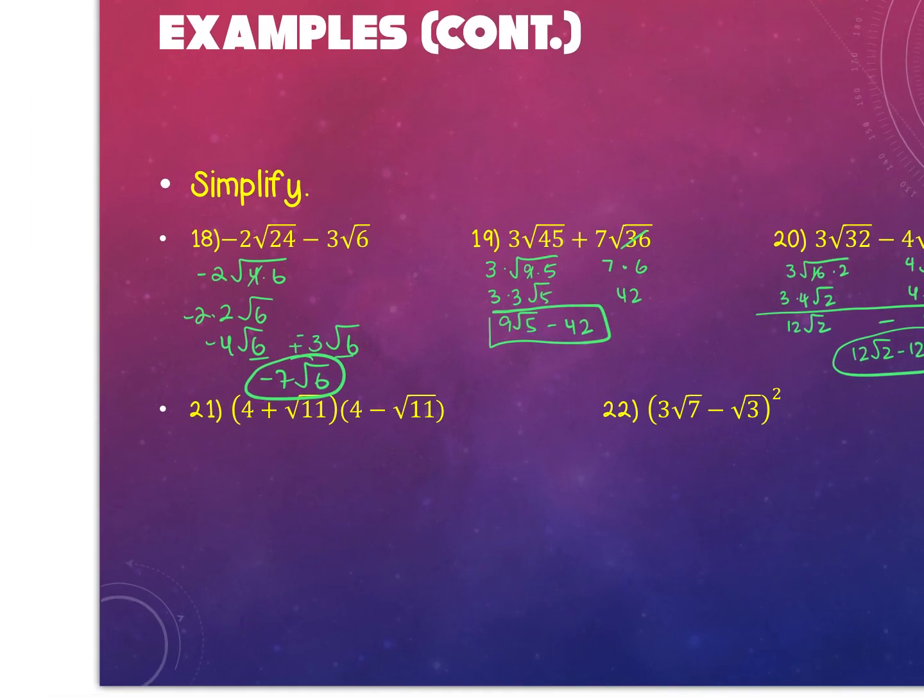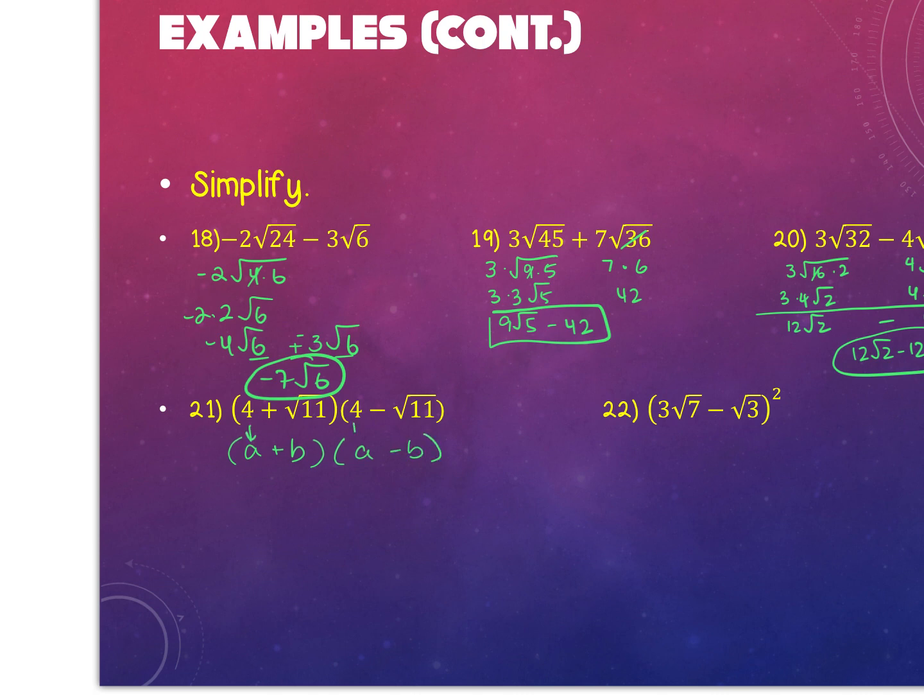Now here, if you look at it, we've got a problem. It's a binomial times a binomial. I've got 4 plus radical 11 times 4 minus radical 11. And one of the things you should notice is that this is like what we learned before. This is your a plus b. You learned this in Algebra 1 times your a minus b.